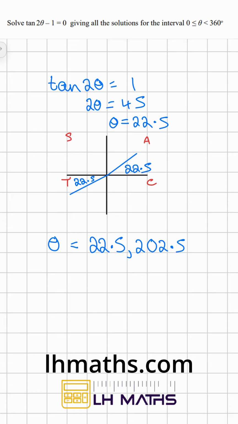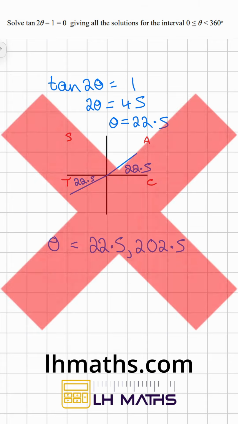So what I've done is I've moved that minus 1 to the other side, so we get tan 2 theta is equal to 1, and then I've worked out the inverse tan of 1. If you do that on your calculator, you will get 45. So we know that 2 theta is equal to 45. Now, this is where students make the mistakes.